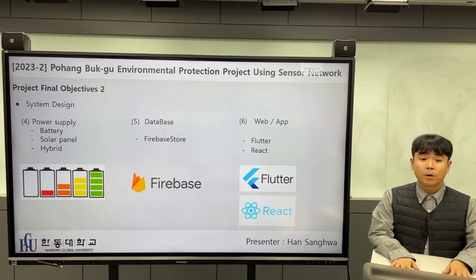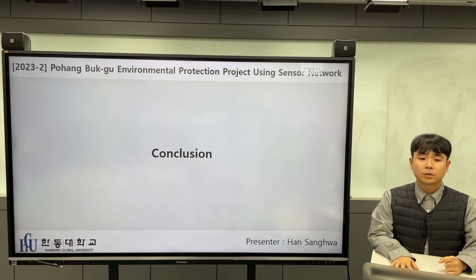Last is the app and web. Users can check environmental information in real time through the app or web. For doing this, we need to design a UI to represent the data effectively. And here is our reference for the presentation.